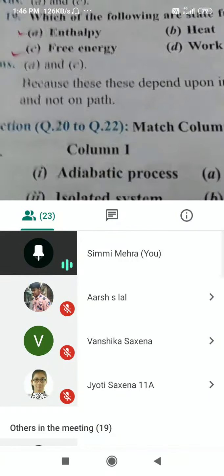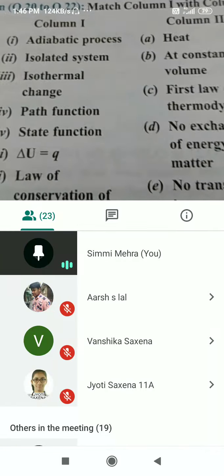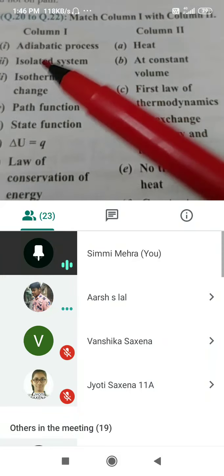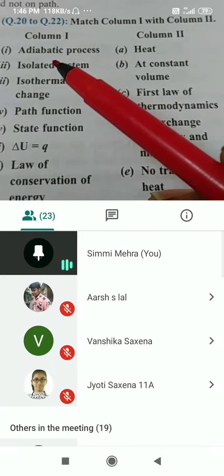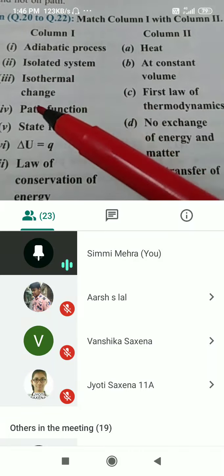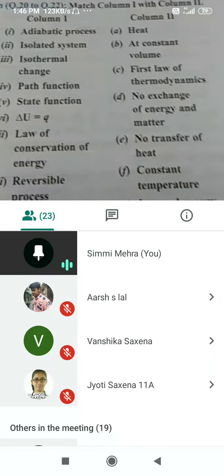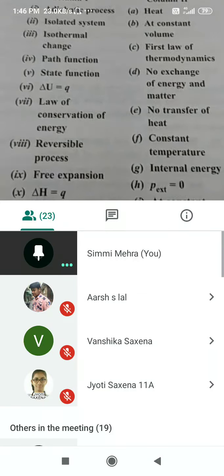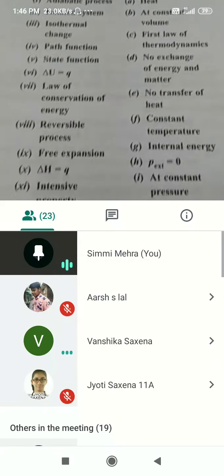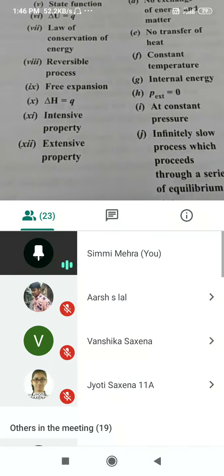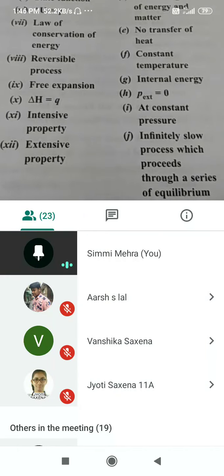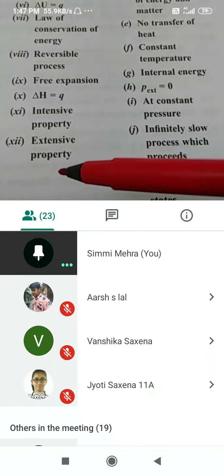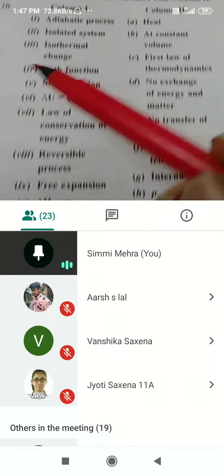All right, next is column A and column B. You have to match them. Now see it carefully. Adiabatic process, isolated system, isothermal, path function. Is it visible on the screen? I'm just moving it down because there are quite a few options. Till extensive property. This is the last one. Now you match one by one. Let us see one by one.